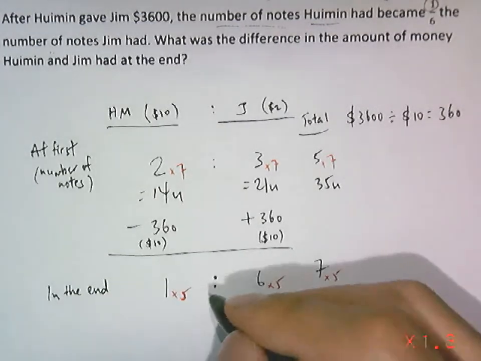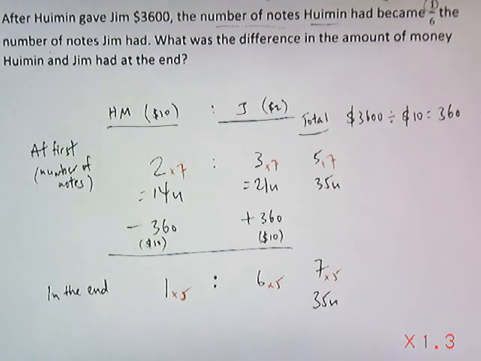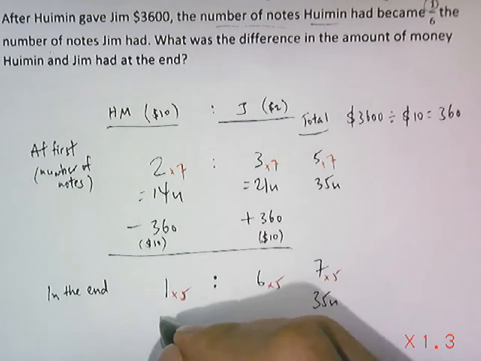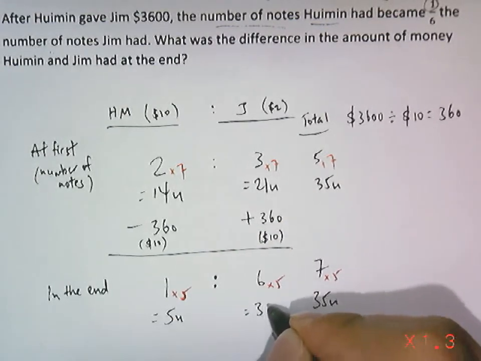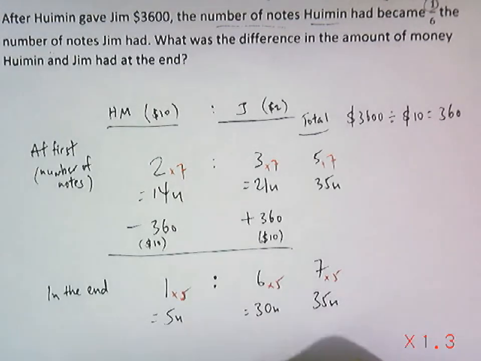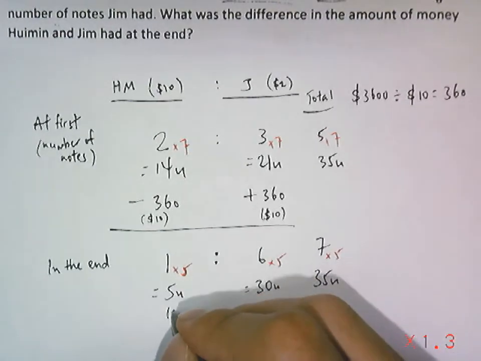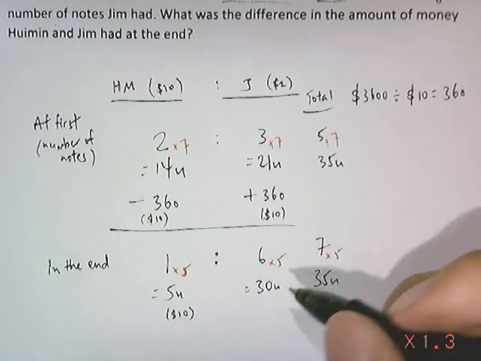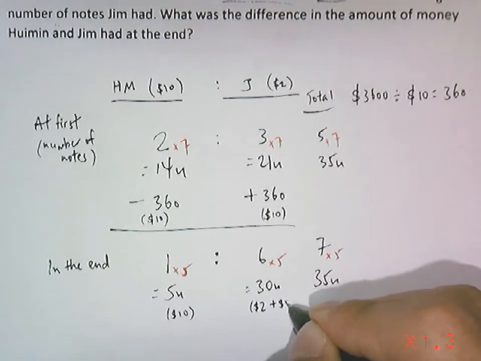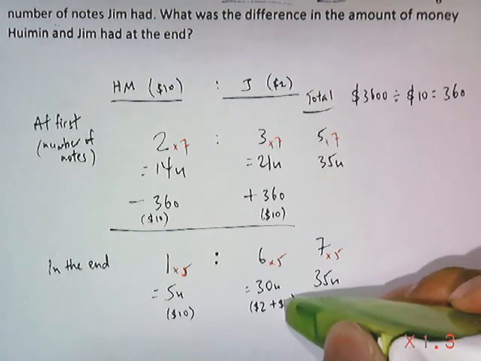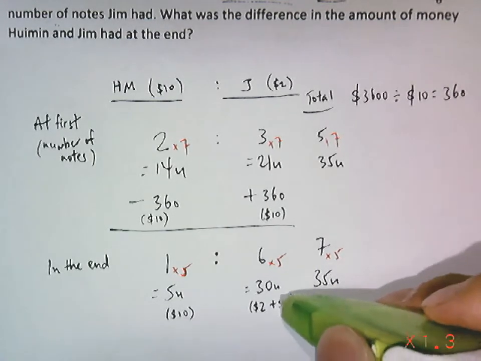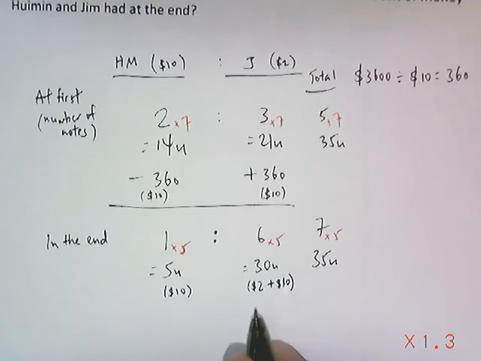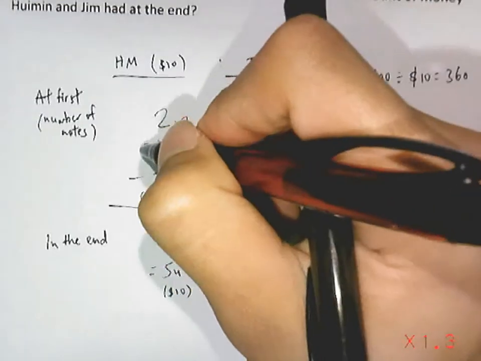In the end, the total number of notes is still 35 units, same as before, but the number of units of notes that they have is different now. Hui Min has 5 units of notes, but her notes are still $10. It's confusing at these 30 units because they have $2 notes and $10 notes, so this type is mixed up already. We do not need to look into this 30 units.